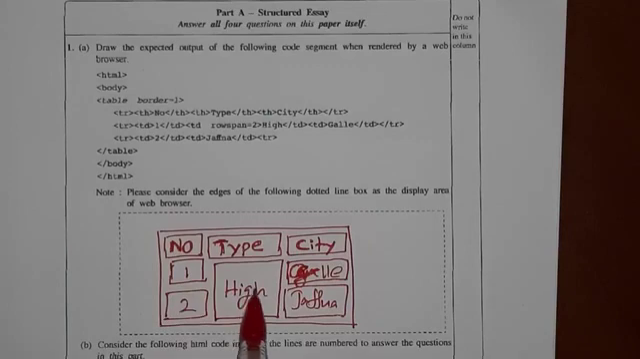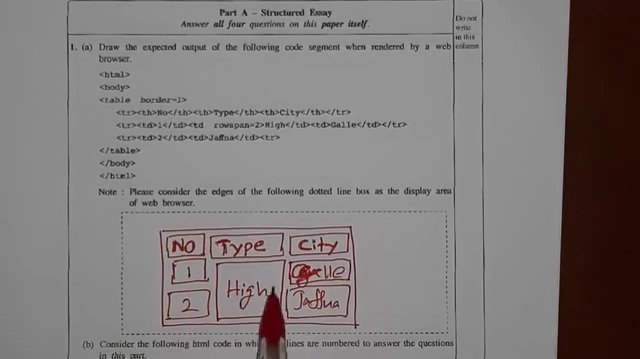This is the table. First row, the labels. The second row, 1, high and goal. In the third row, 2 and Jaffna. This is the row span.